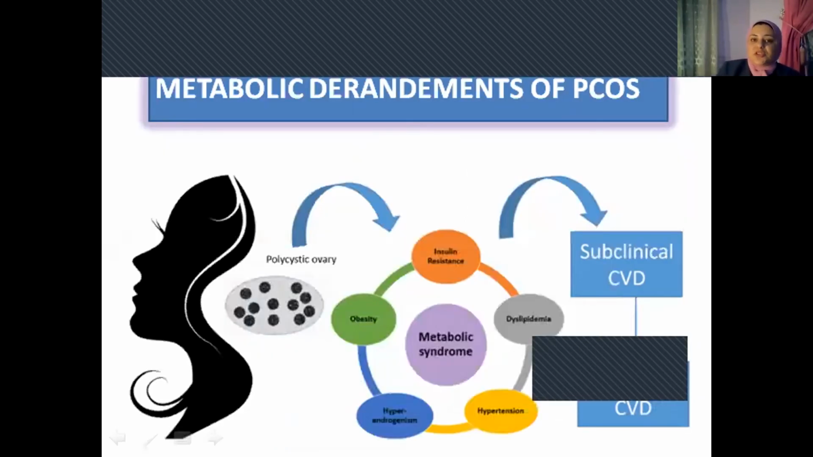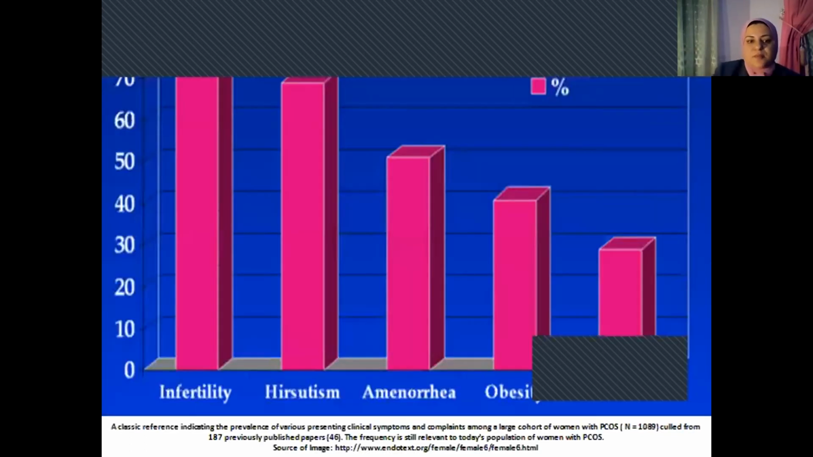The metabolic changes of PCO are very important in this case: insulin resistance, obesity, dyslipidemia, hyperandrogenism, and hypertension. PCO causes these, and this is a very high risk factor for subclinical cardiovascular disease and clinical cardiovascular diseases.